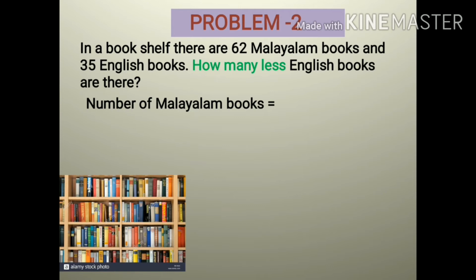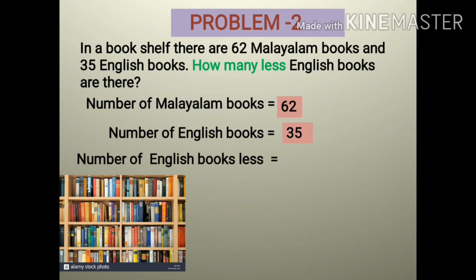Number of Malayalam books is equal to 62. Now, number of English books is equal to 35. Now, to know how many less English books are there, we have to subtract 35 from 62. Okay. So, number of English books less is equal to 62 minus 35. Now, let us subtract the numbers. Writing it in columns, tens and ones, 62 minus 35. Now, first subtract the ones column.